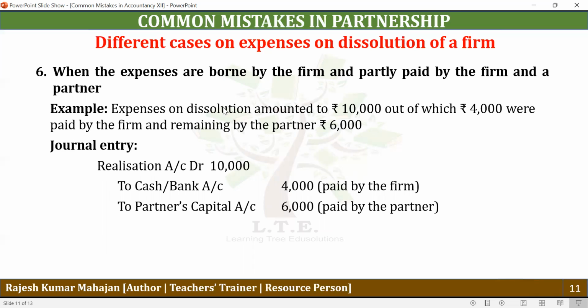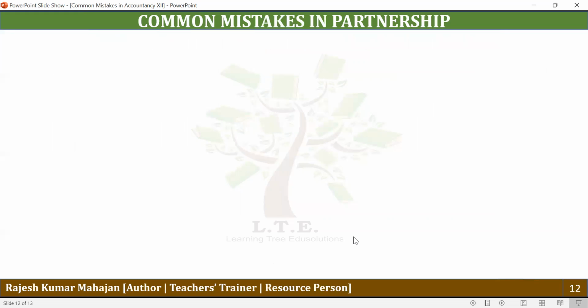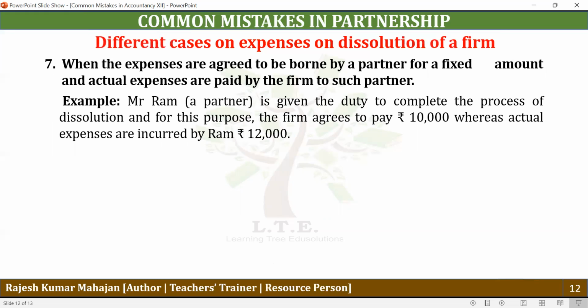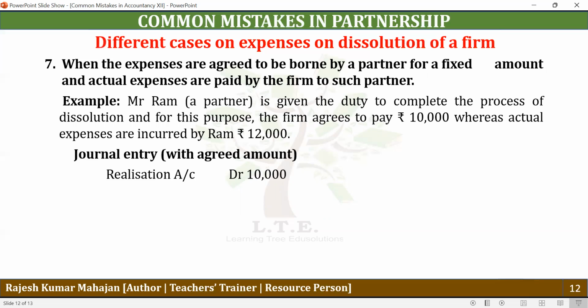So the expenses of ₹10,000 are borne by the firm. For the firm, the realization account will be debited by ₹10,000, and out of that 4,000 is being paid by the firm, so cash or bank account will be credited, and the remaining 6,000 is being paid by the partner, so the concerned partner's capital account will be credited. I hope all these 6 cases are understood by you. Now one more case, that is the last case.